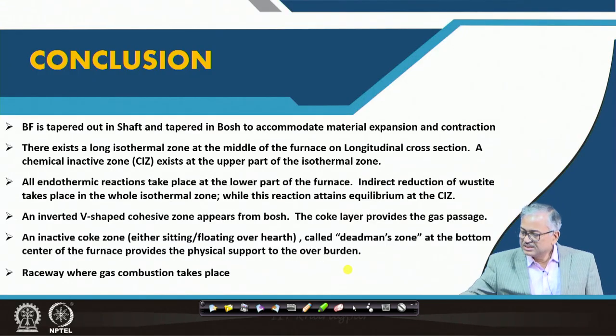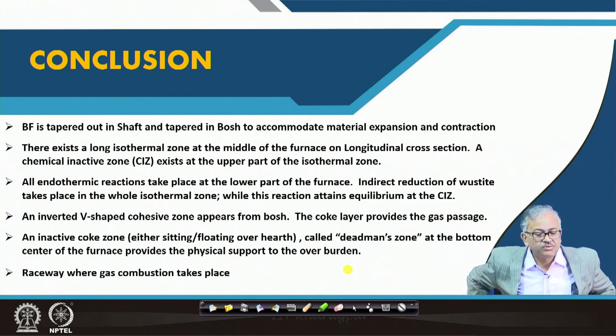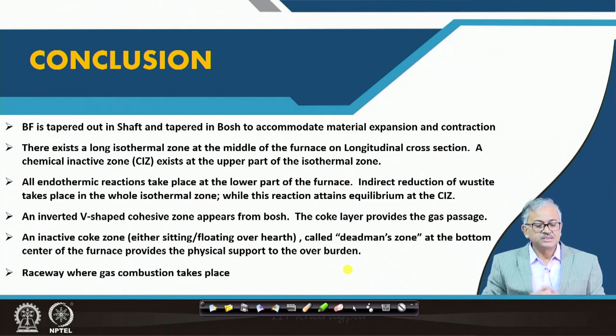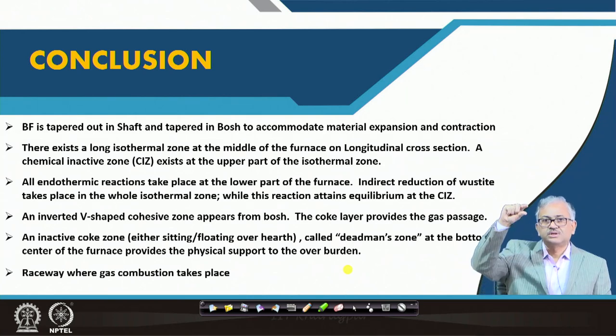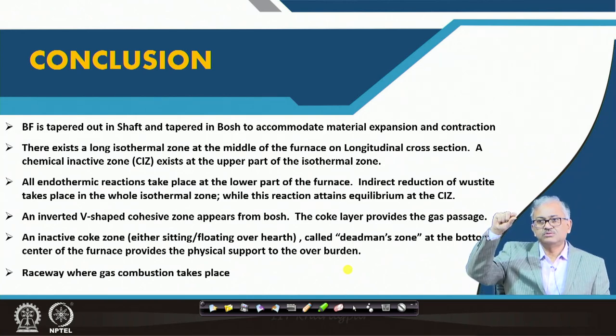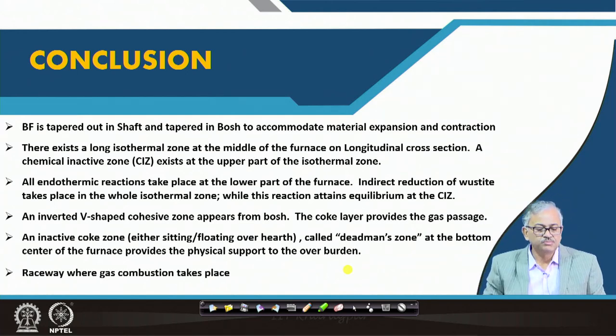So what have we discussed in this lecture? The blast furnace is tapered out in the shaft and tapered in at the bottom to accommodate the material expansion and contraction. And there exists a long isothermal zone in the middle of the longitudinal section, and a chemical reserve zone exists in the upper part of the isothermal zone. As I said, in the upper part of the isothermal zone FeO plus CO equals Fe plus CO2 comes to an equilibrium, and that is called the chemical reserve zone.